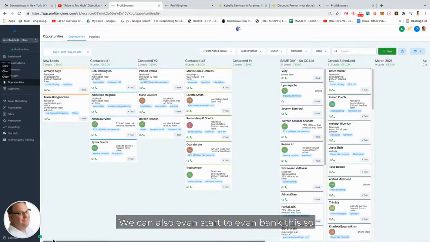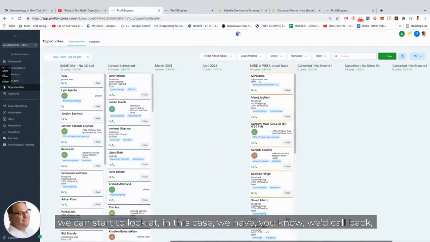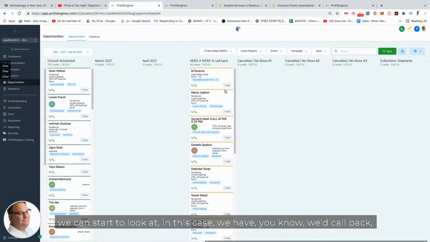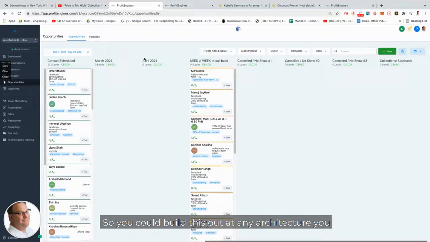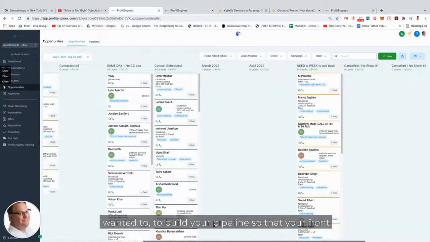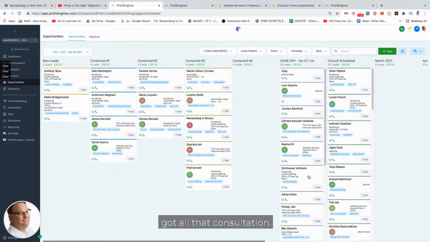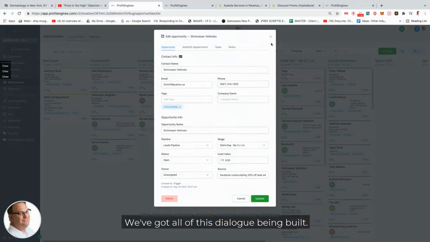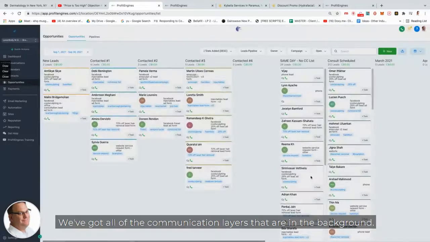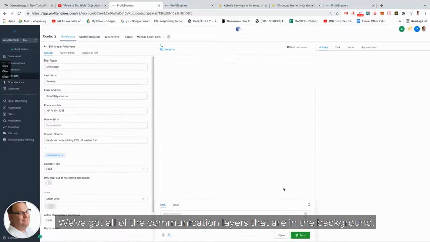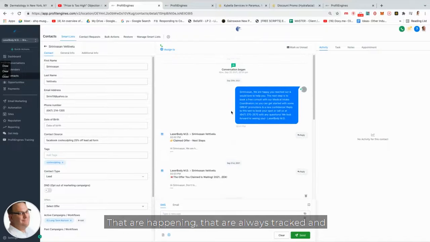We could also start to bank this, so we can start to look at, in this case, we have need a week to call back. We've got canceled no show one, canceled no show two. So you could build this out in any architecture you wanted to build your pipeline so that your front desk or people working this call center could work these leads at intimate. But the key is, again, you've got all that consultation. We've got all of this dialogue being built. We've got all of the communication layers that are in the background that are always tracked and always brought to the forefront.